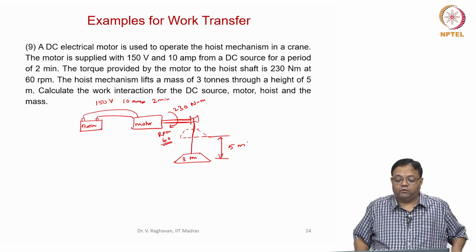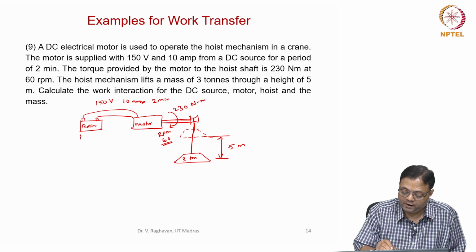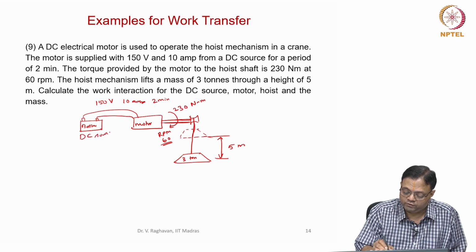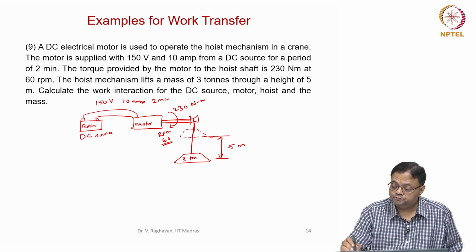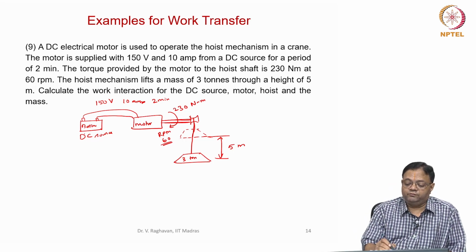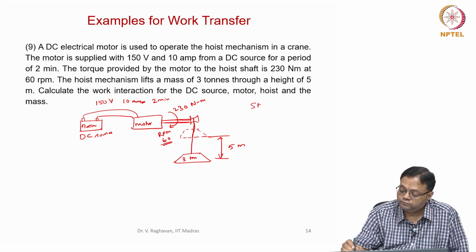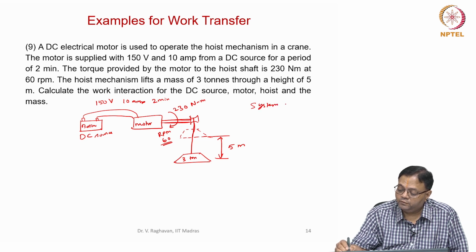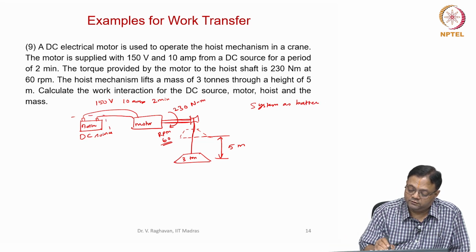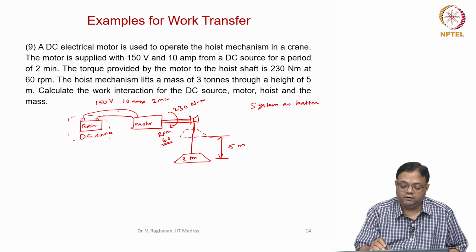So now calculate the work interaction for the DC source. The DC source is a battery; then there is the motor, hoist and mass. So for this we have to consider systems. System as battery. What happens? Some energy goes out of this, electrical energy goes out.